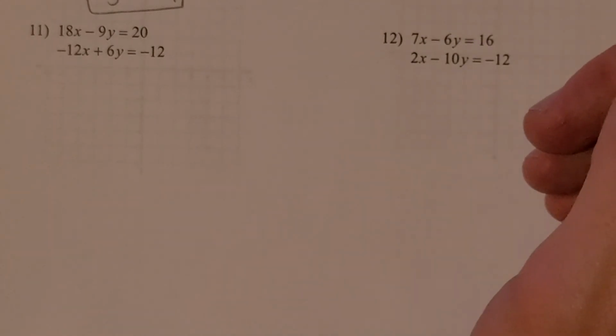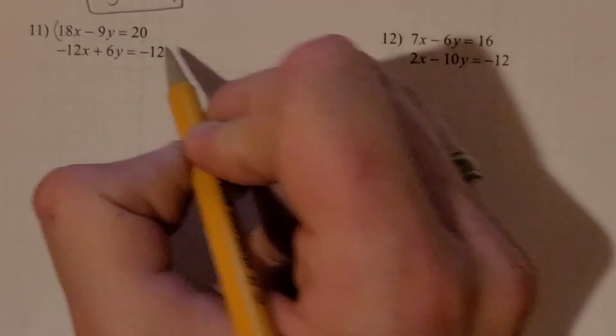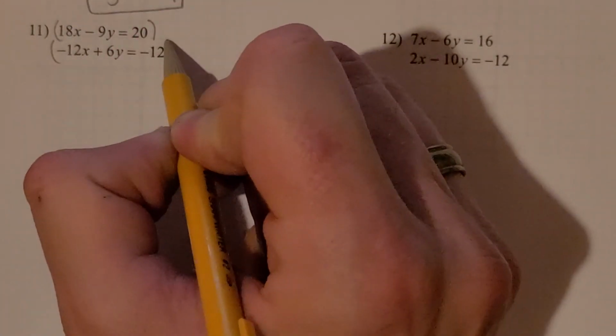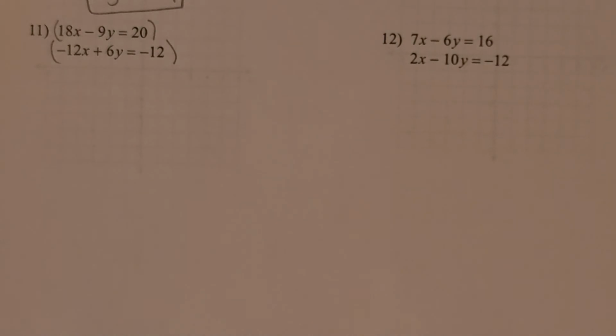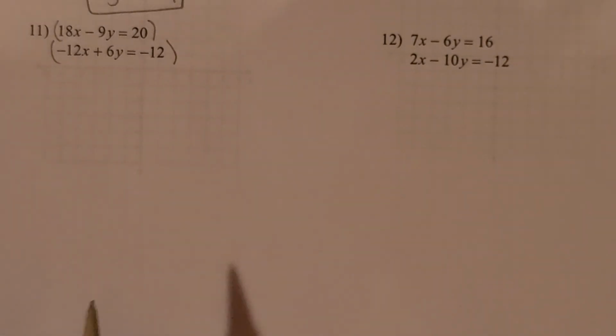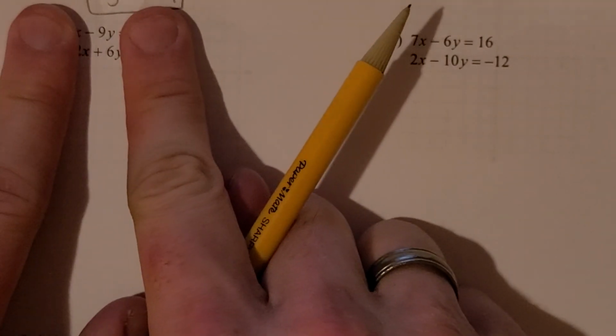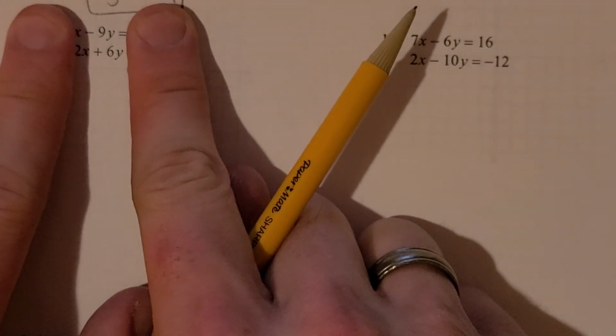Let's say you're looking for opposites, you can't find them, and you cannot think of a quick and easy way to make them. So what you're going to do, you're going to put parentheses around both equations. I'm actually going to multiply both equations by something. Now, I'm going to look at the x's or the y's, and I'm going to pick the smaller numbers. So 18 and 12, or 9 and 6. Okay, 9 and 6, those are smaller numbers. I'm going to switch them.